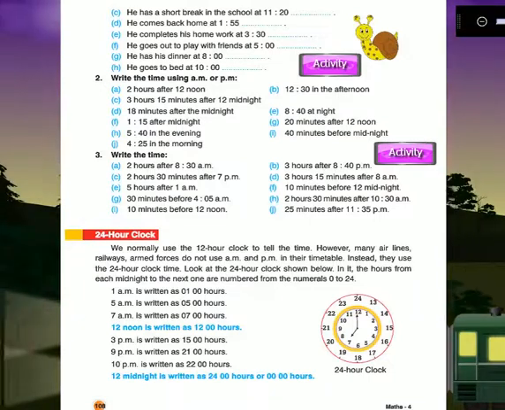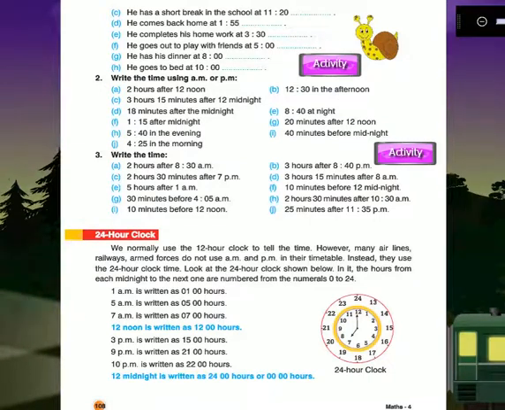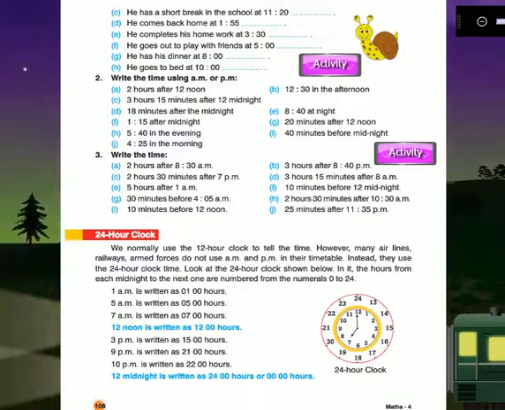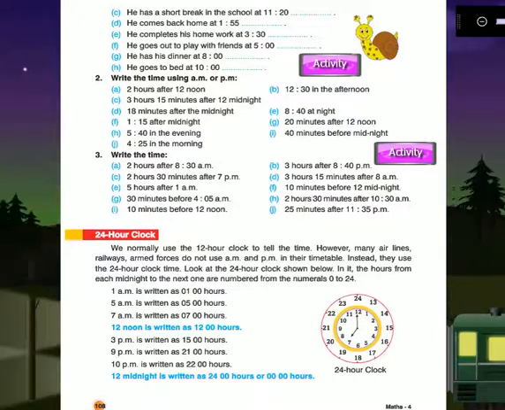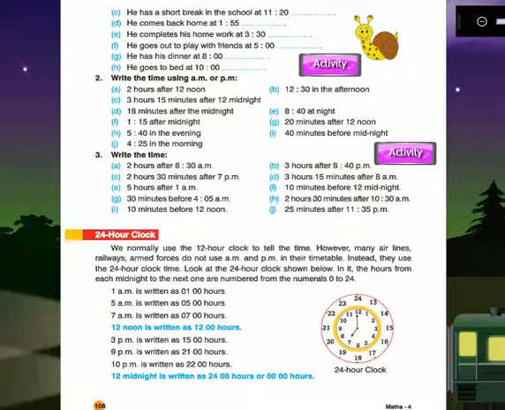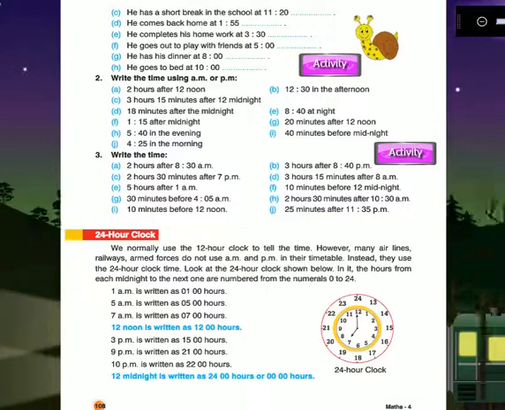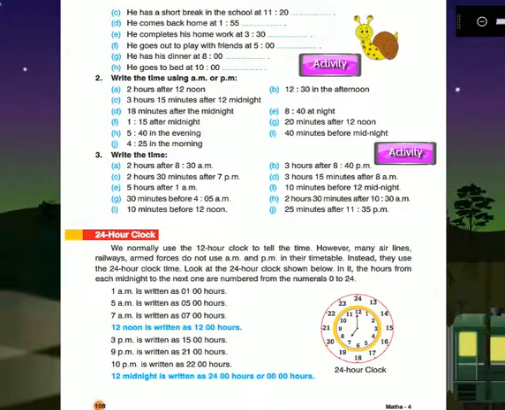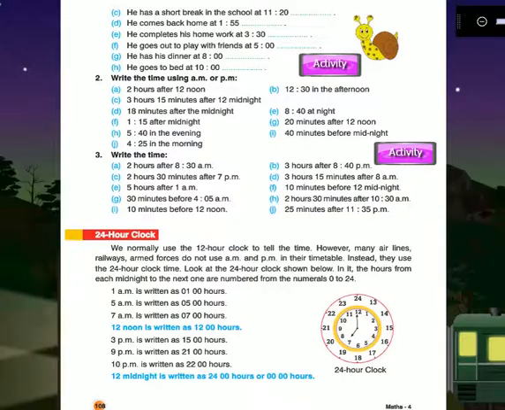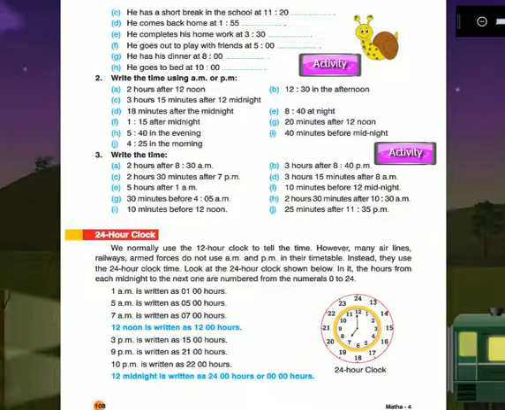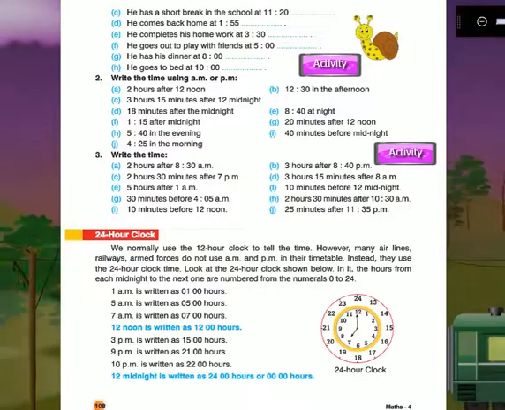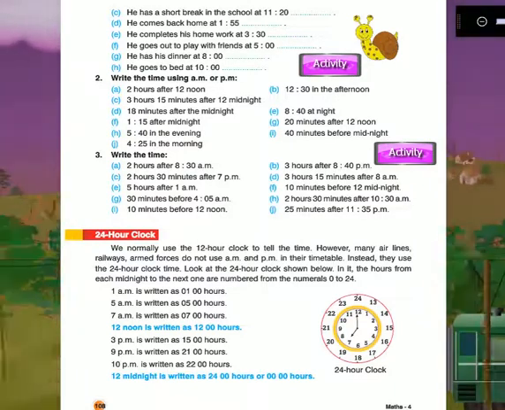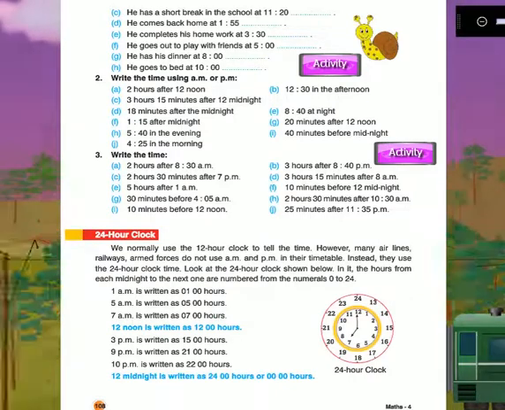Here is a 24-hour clock. 1 a.m. is written as 0100 hours. 5 a.m. is written as 0500 hours. 7 a.m. is written as 0700 hours. 12 noon is written as 1200 hours. 3 p.m. is written as 1500 hours. 9 p.m. is written as 2100 hours. 10 p.m. is written as 2200 hours. 12 midnight is written as 2400 hours or 0000 hours.